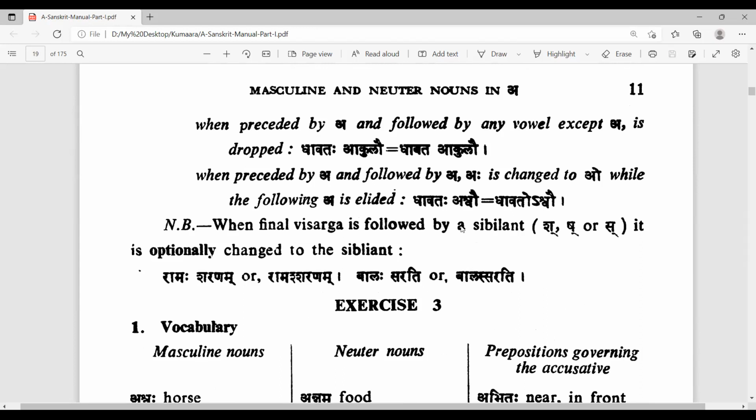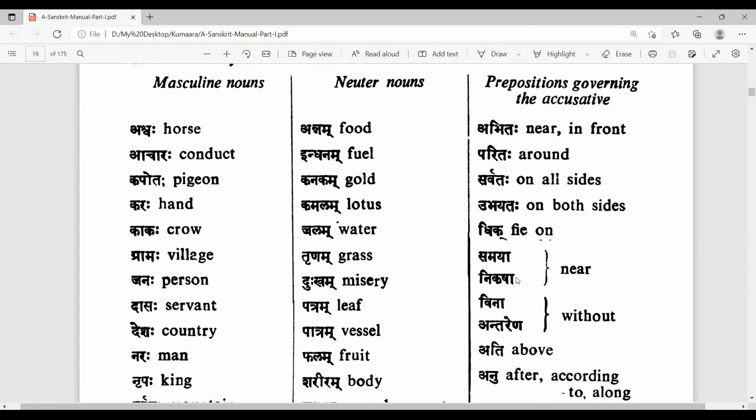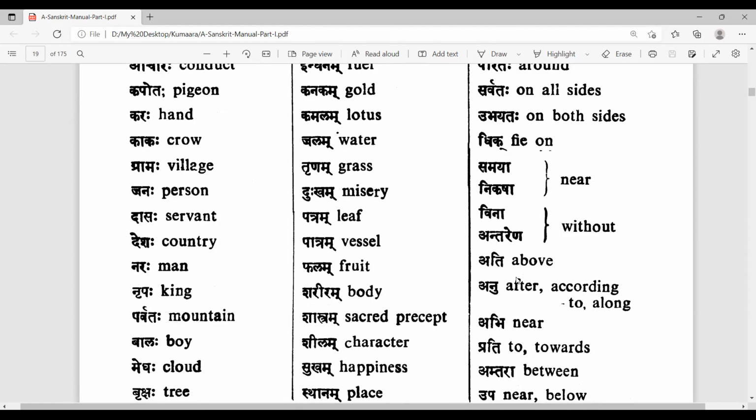When Visarga is followed by a sibilant, Sha, Sha, Sa, it is changed optionally to the sibilant. Ramaha, this is a Vashari, right? Vashi, Vashari. Please keep this vocabulary in your mind, it is useful. Ashvaha. Yes. Okay. You can read.